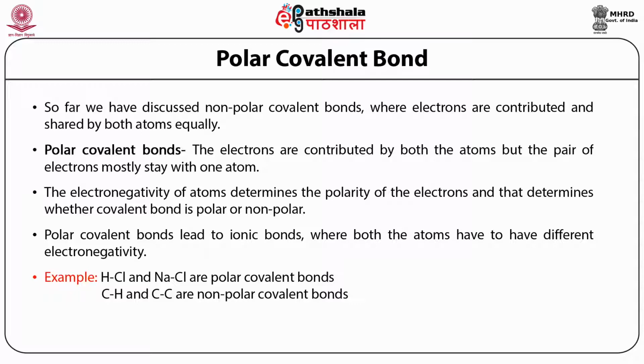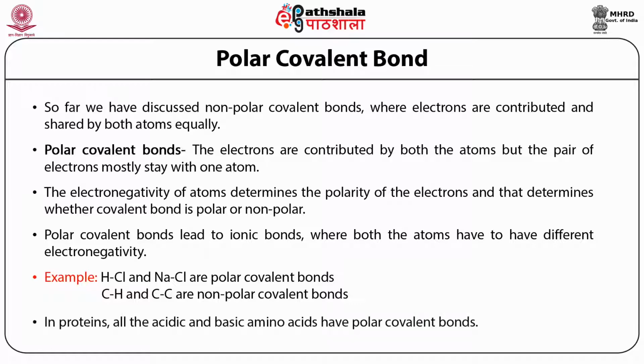For example, you have all these ionic salts, acids, bases. In the acids you have hydrochloric acid, in the bases you have sodium hydroxide, or salts like sodium chloride, which are more like polar covalent bonds, or you can call them ionic bonds. So in proteins, the acidic and basic amino acids do form polar covalent bonds, and we will discuss them as ionic bonds or salt bridges later.